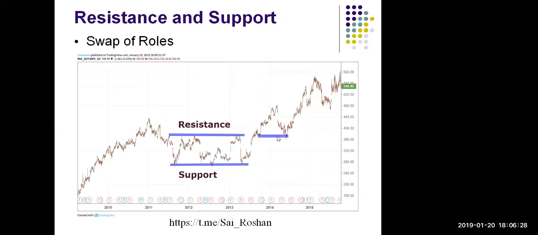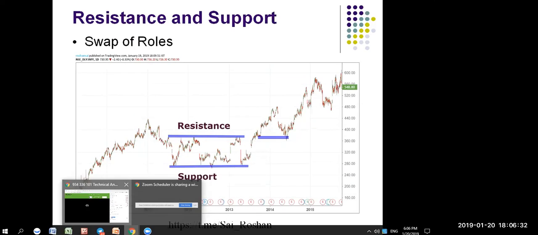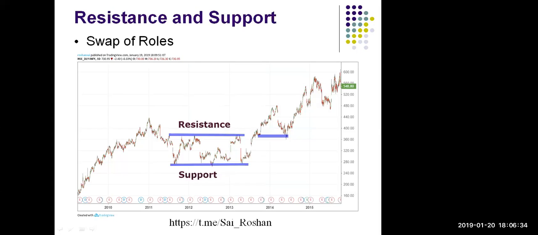Right. So this is about resistances and support. Let me pause for a while. Any questions, any queries so far? Please feel free, if you have any queries, please ask. Else we can move on.